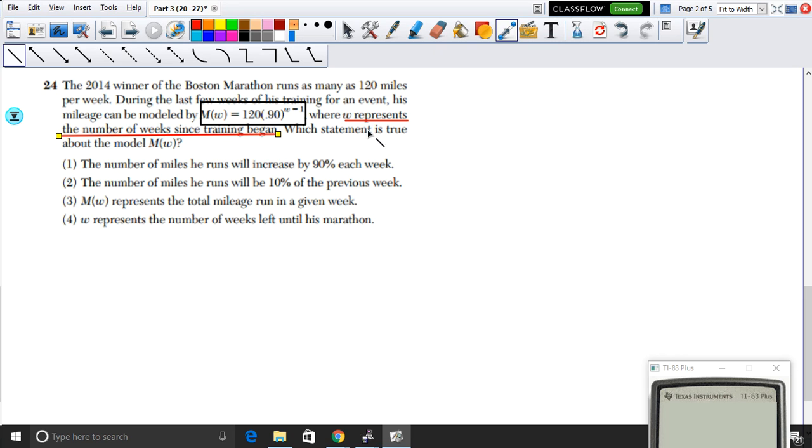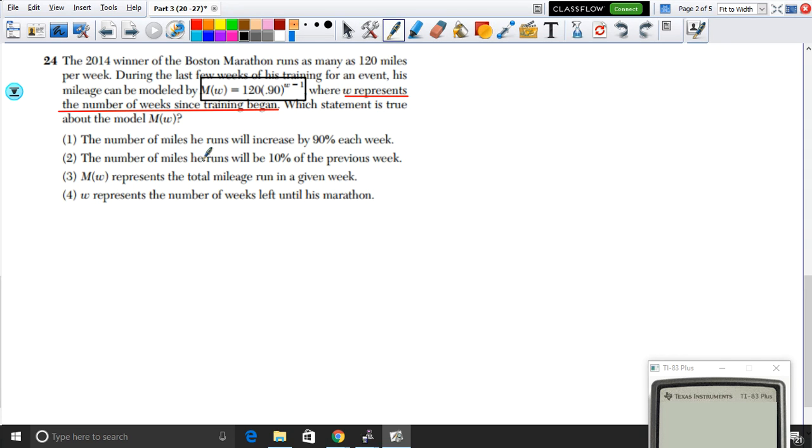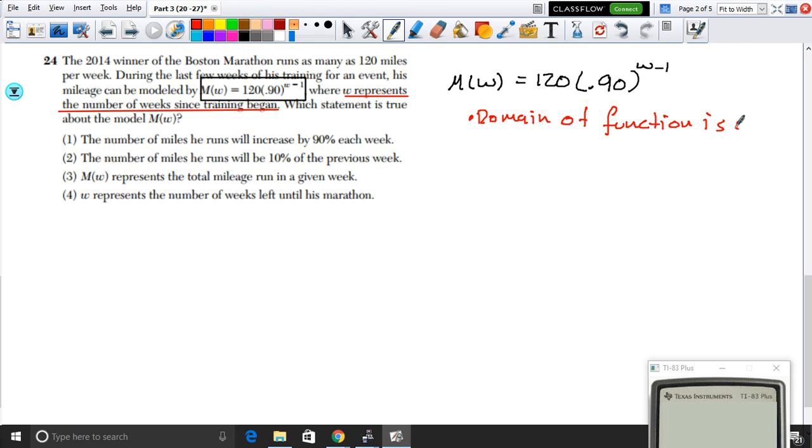Which statement is true about the model M(W)? All right, let's look at this. What they're giving us is a function that we want to use to come up with the correct option here. Notice that this function is written as M(W) equals 120.90 to the power W minus 1. So at least in here, the domain of the function is W, which is what we plug in, and we know that W represents the number of weeks since the training began.